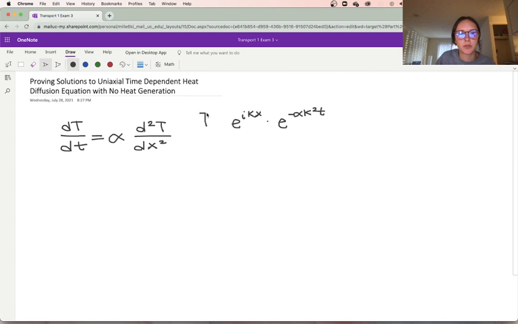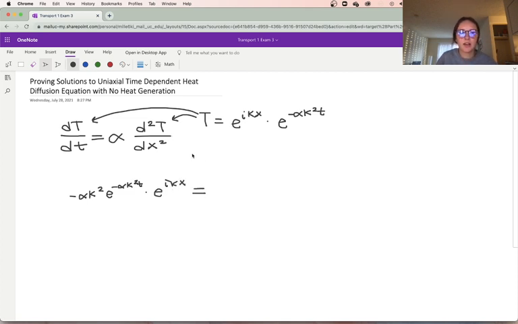So what we want to do is we're going to set this equal to T, and we are going to substitute it in. And so when we substitute this in, when we take this derivative, the dt always comes out. So what we're left with is the derivative of this term, because this depends on t and this doesn't, so this will just stay as it is. So what we end up with is negative alpha k squared times e^(-αk²t) times e^(ikx).